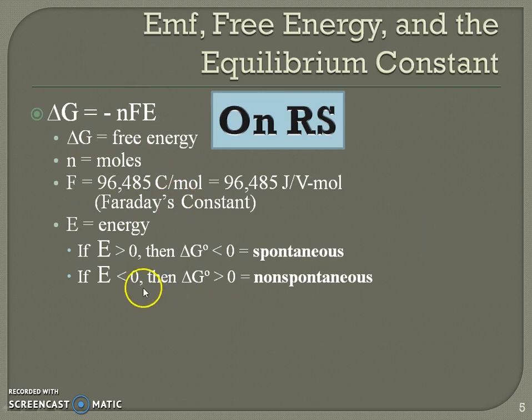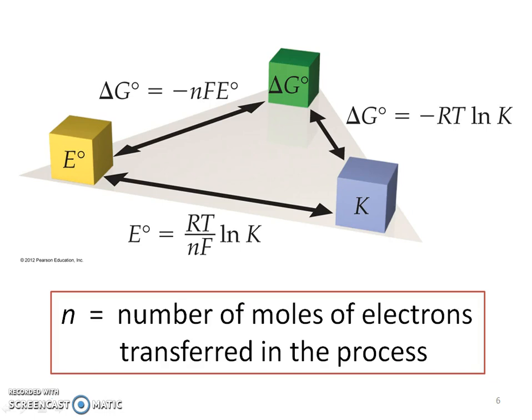So we want to remember that if E is greater than 0, that should make sense, positive, but delta G is less than 0. If it's negative, it's going to be a spontaneous reaction. And obviously, the opposite is in effect. So this is how those three things are related to each other.